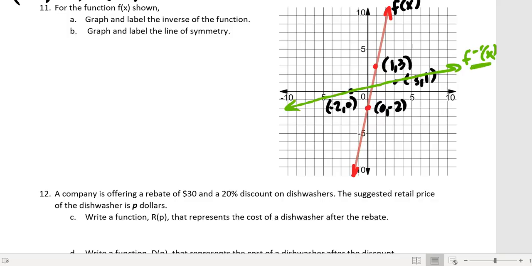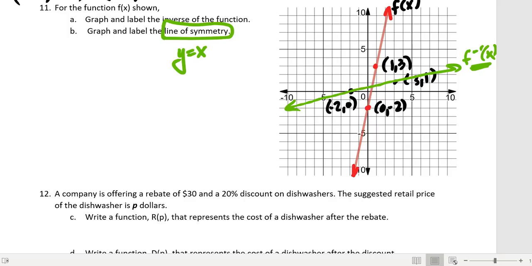And you can see that I went ahead and labeled it, so I know it's the inverse line. The second part says graph and label the line of symmetry. The line of symmetry is always the same. It's always y is equal to x. That's the definition of an inverse function, that the graph will be symmetrical about y is equal to x.